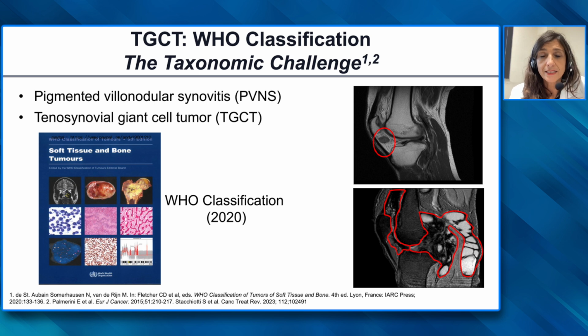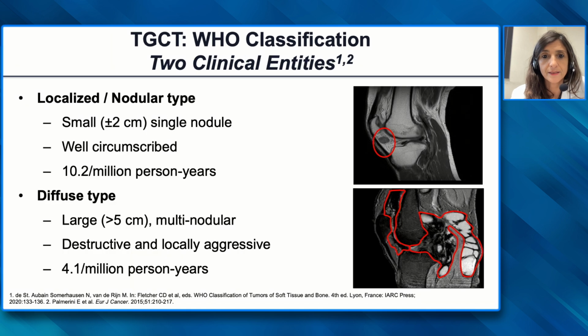There are two entities under this name: localized, as you can see in the upper MRI, and diffuse, where, as you can see, all the synovium is involved by the tumor, and there are also white spots, large edema associated with it. The difference between these two entities is not histological, but mainly morphological and linked to the size of the disease. So nodular is usually 2 centimeters, while diffuse is usually more than 5 centimeters. The localized may be cured by surgery as it is circumscribed, while the diffuse is very aggressive and usually erodes also the bone.